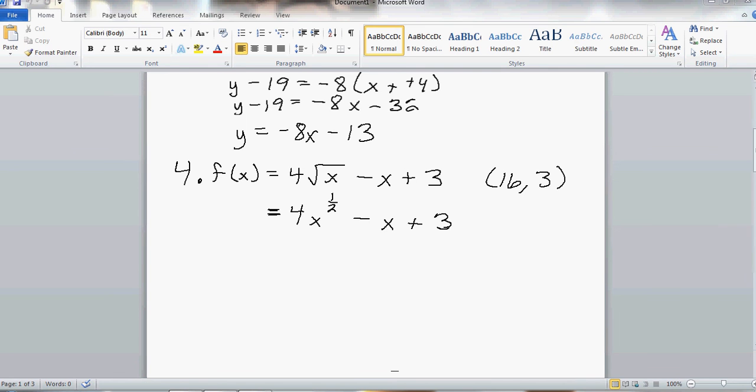Now notice I haven't taken the derivative yet. All I have done is I have written this in a more user-friendly version, because now I need to take the derivative. f prime of x would be. Okay, remembering the rules from last time, I'm going to take this exponent and multiply by what's in front. 4 times 1/2 is 2. And then x, and then I take this exponent here and subtract 1. 1/2 minus 1 is negative 1/2.